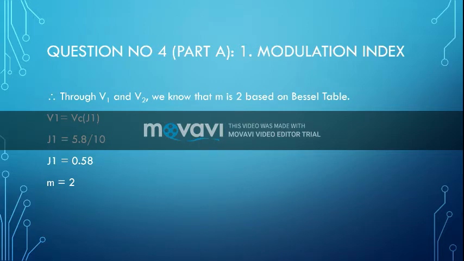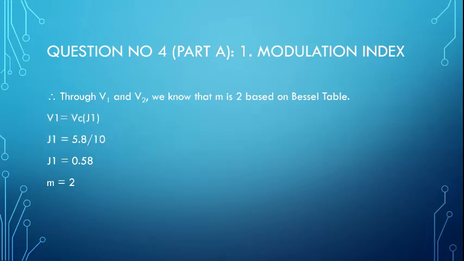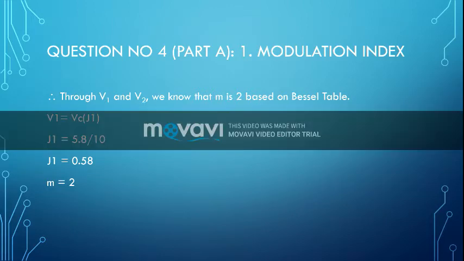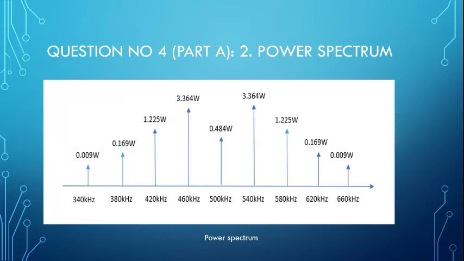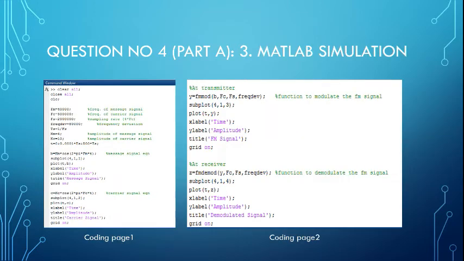We know that from the Bessel table we can get the modulation index. So we find the J value, for which we use the equation V is equal to VC times J. We get J1 is equal to 0.58. We don't need to use J2 because using J1 is also valid. So we know the modulation index is equal to 2. This is for task number 2, this is the power spectrum.